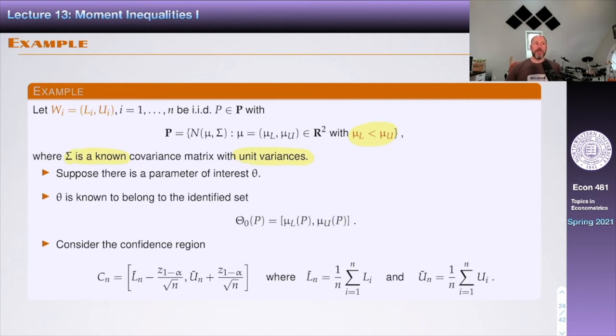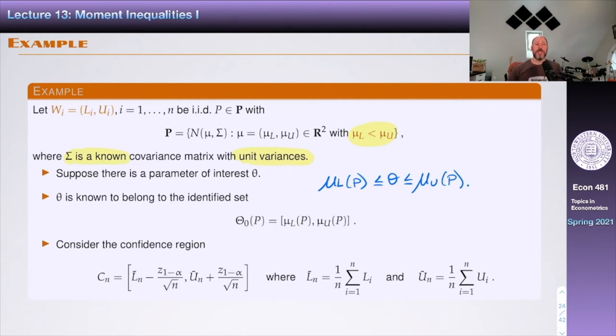This is quite simple. Now, suppose that there's a parameter theta, and theta is known to belong to the identified set, which is given by the lower bound and the upper bound of these mus. So you have a model that tells you that this is the case, right? That's all I'm saying. You may ask, where is this coming from? Well, think about the model with missing data. That's exactly what we had, just with more notation. I want to make it simple. But missing data gave us an upper bound and a lower bound on theta that were like means. So consider this case.